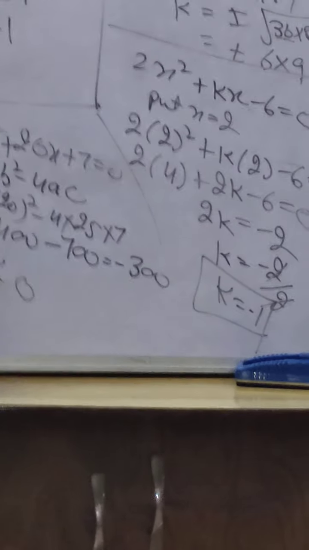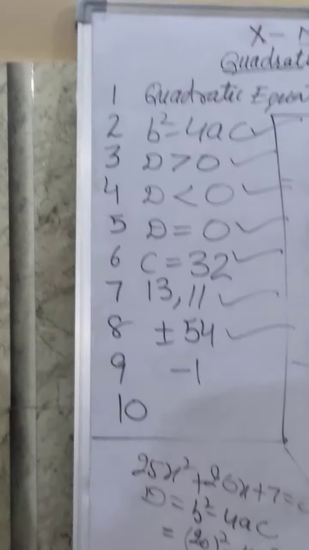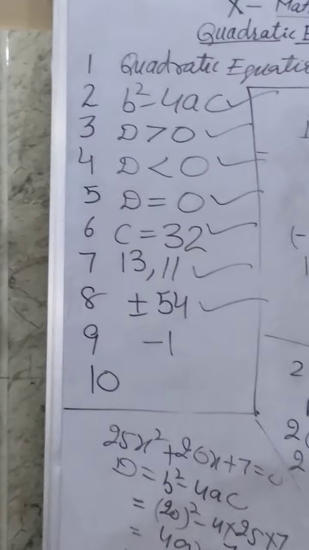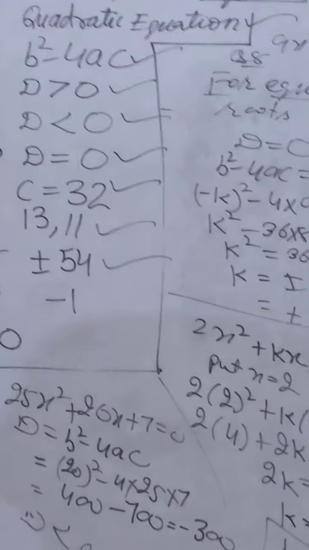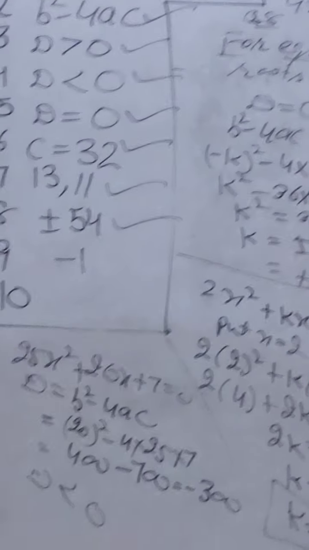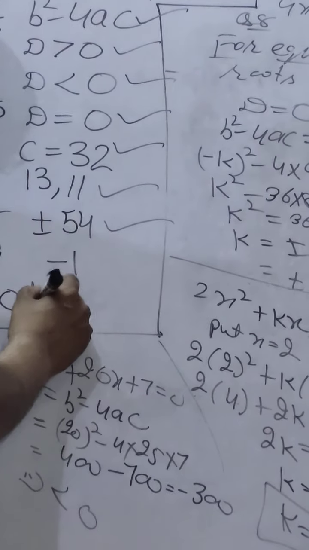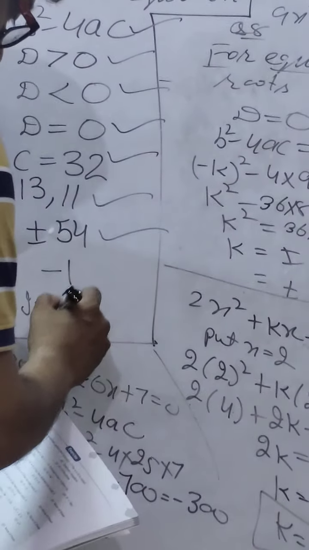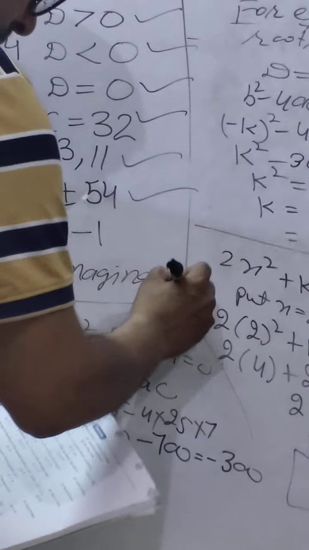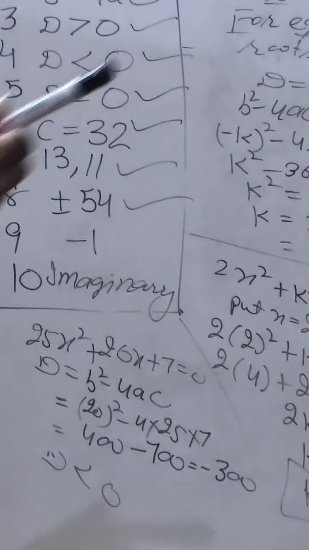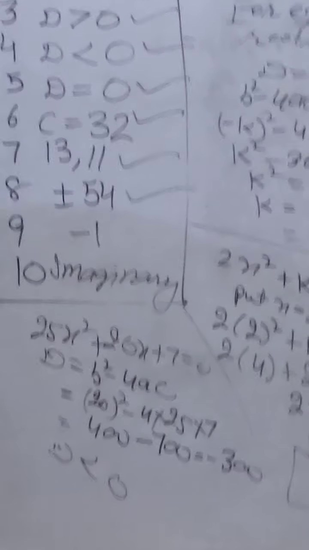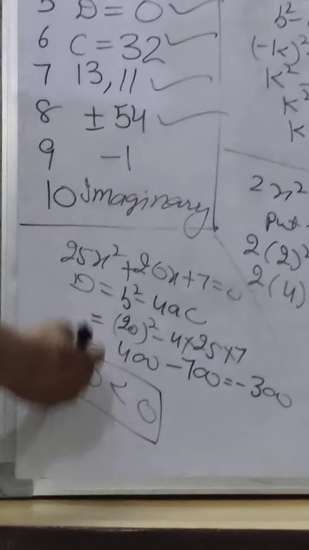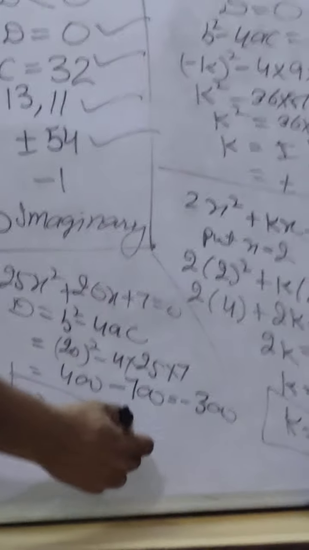It means D less than 0. So if D is less than 0, it means the equation has no real roots. You can't find them now, but in 11th class, 12th class, you can. If D is negative, then roots are imaginary. Clear this? So the answer is imaginary roots. If D equal to 0 or greater than 0, then roots are real. If D less than 0, then roots are not real, or you can say roots are imaginary.